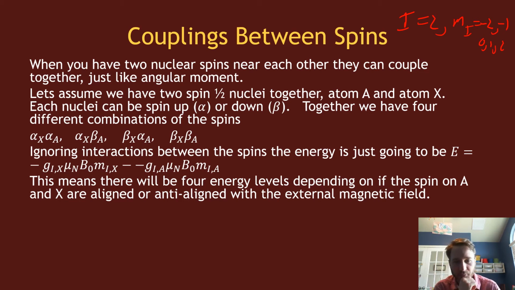Here, looking at just a spin 1/2 system, let's say I have two different atoms, atom A and atom X. You could do this with the same atoms, but we'll do it with two different atoms. The total spin when these two nuclei interact with each other can be that both atoms have up spin, one has up and one has down, or both atoms have down spin.